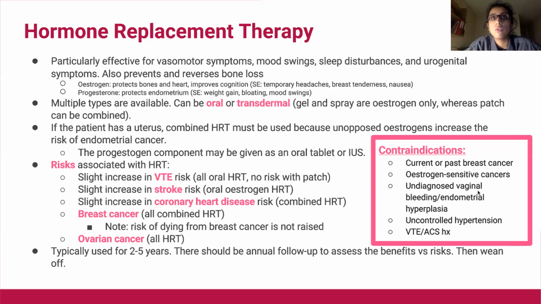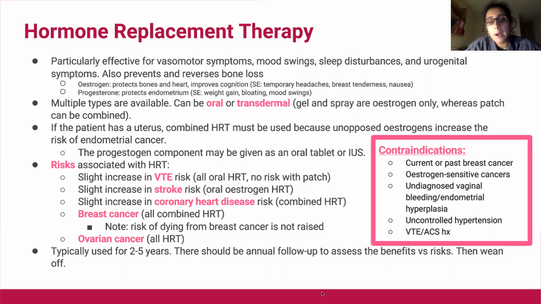And so you don't want to mask any effect or get clinically confused with someone's symptoms and what's causing them. It's also related to the VTE, stroke and coronary heart disease risk. If someone's got uncontrolled hypertension or history of VTE or acute coronary syndrome, you don't want to give it to them either. Generally, it's used for about 5 to, well, it says here 2 to 5, about 5 to 10 years.